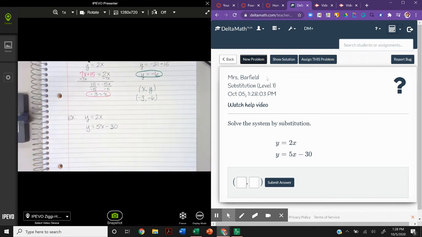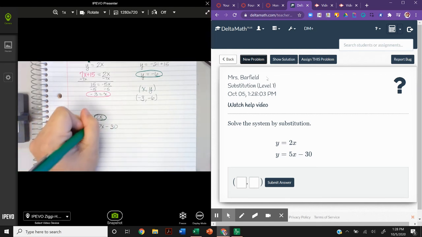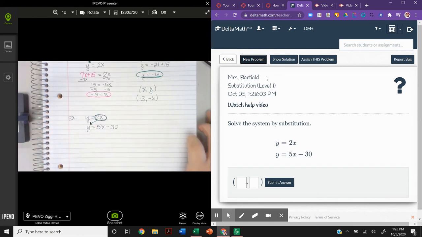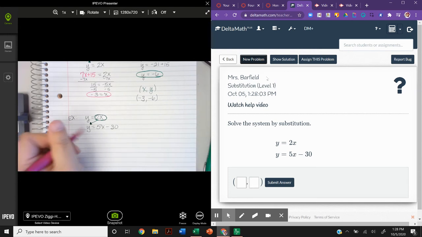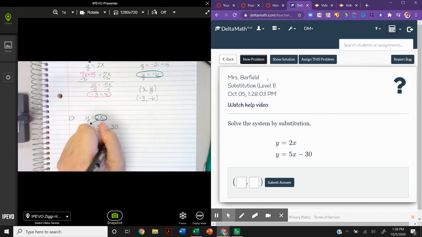If I take that same idea, I'm going to take the first equation and circle what y equals. Y equals 2x, and I'm going to replace it in the second equation. I'm going to substitute it. So instead of writing y, I'm going to replace it with 2x equals 5x minus 30.